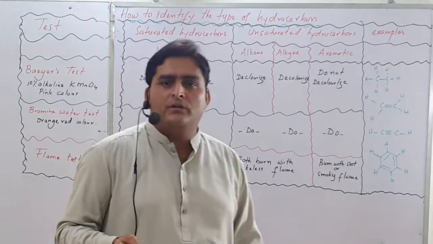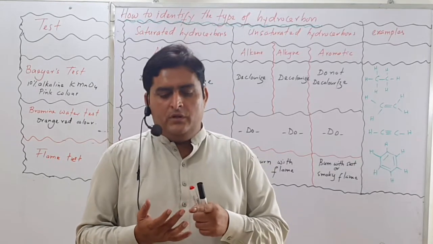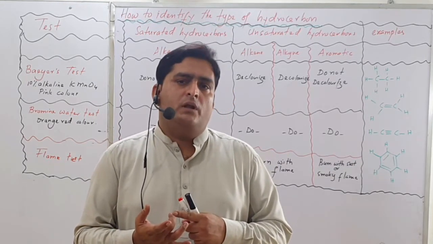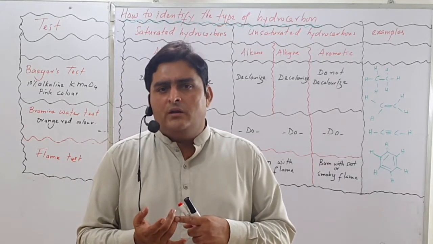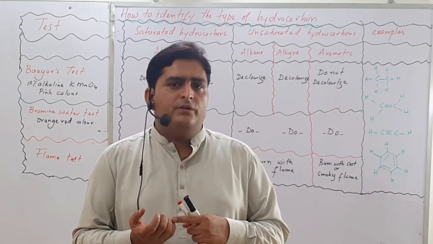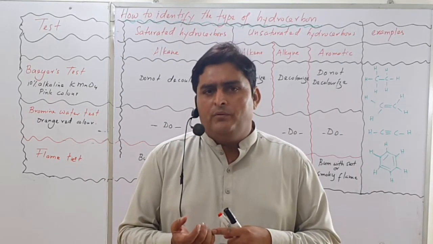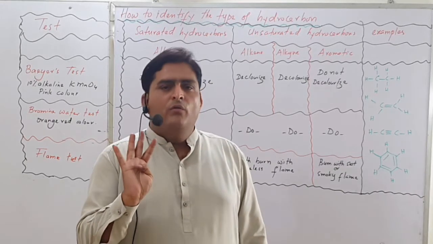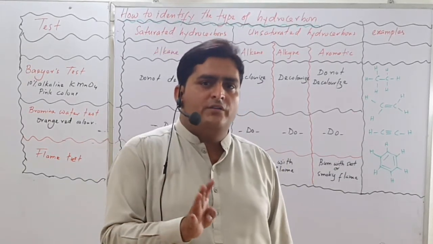If we have four bottles, one containing an alkane, a saturated hydrocarbon, another containing an alkene, an unsaturated hydrocarbon, a third containing an alkyne, an unsaturated hydrocarbon, and the fourth containing benzene, an aromatic compound. We have four bottles, four different compounds. One of them is saturated and three of them are unsaturated.